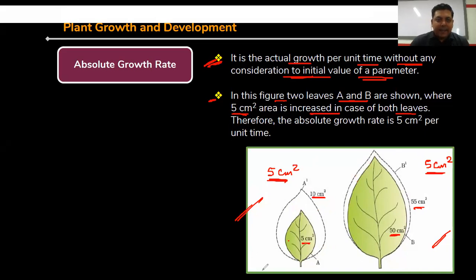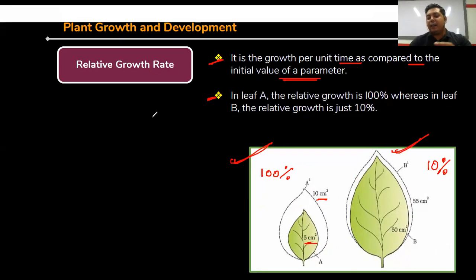Next one is relative growth rate. Now, in case of relative growth rate, we are taking the whole. We are taking the whole portion of the leaves. In case of leaves here, we are taking the total length of the leaves as the increased portion as well as the previous original portions also. It is the growth per unit time as compared to the initial value of the parameter. So here we are taking this increased portion as well as the previous one also.